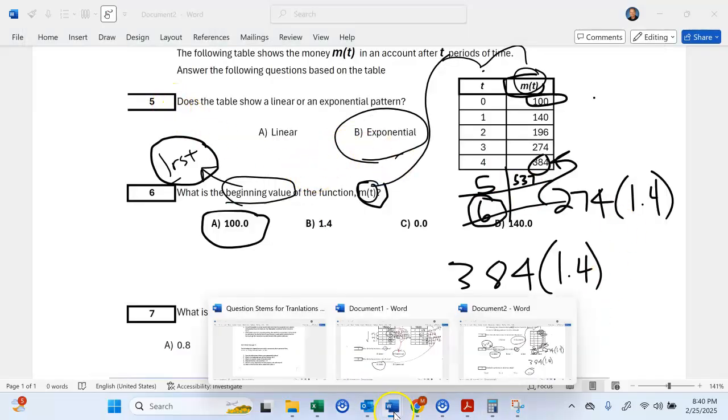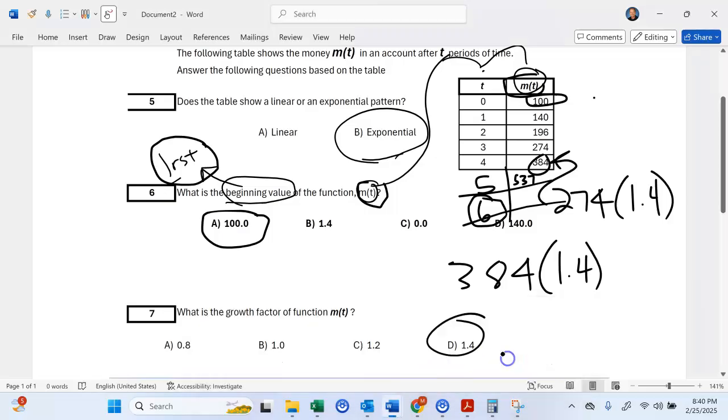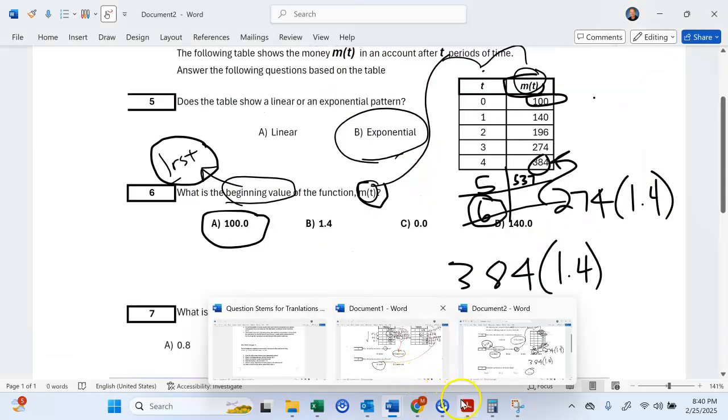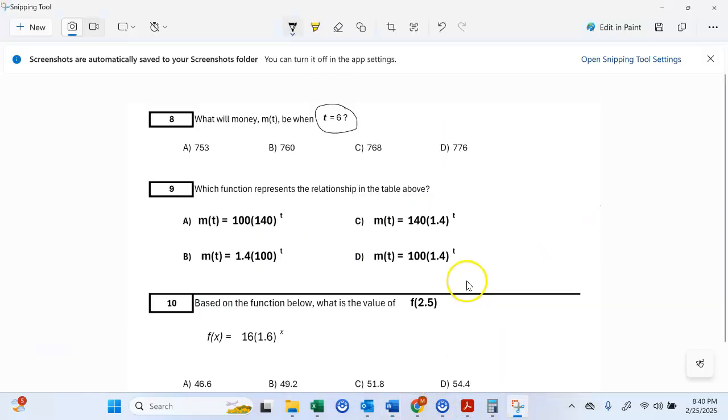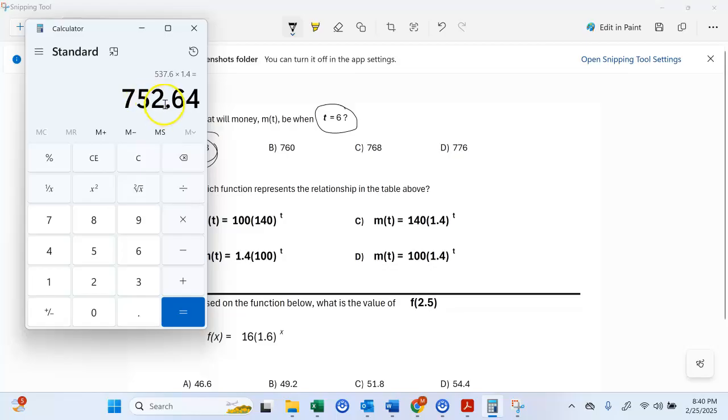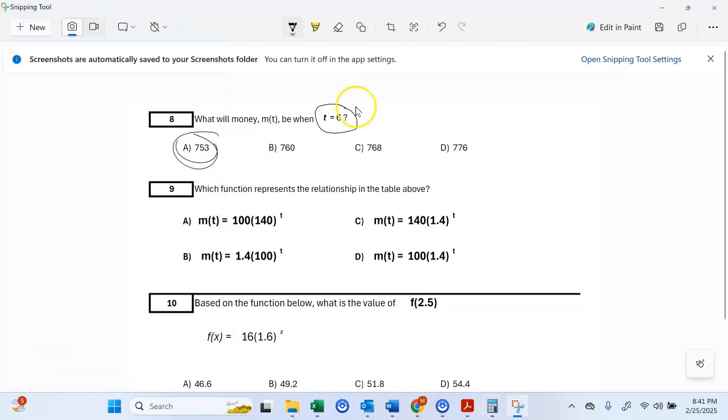Let me go to that document with the questions on it. Let's see, I think it's this one. Was it that one? Or it's right here. Oh, there it is. Okay. So 752. So the closest one is this one right here. It was 752.64. So the closest to that is going to be this one right here. Okay, so that's choice A, because these are all very far away.